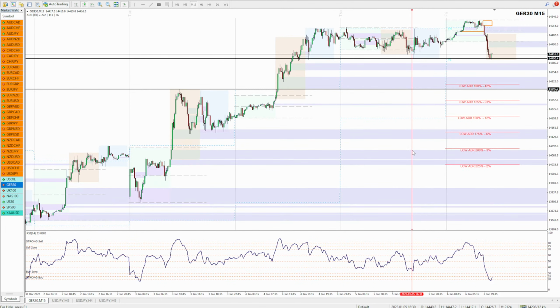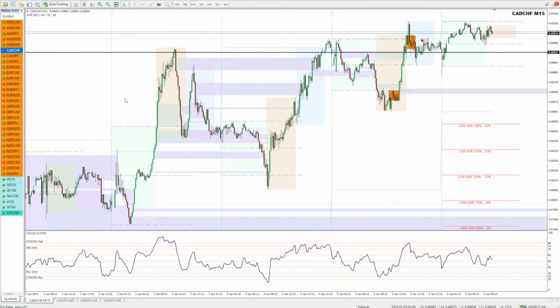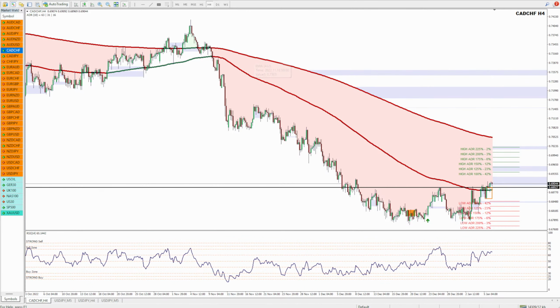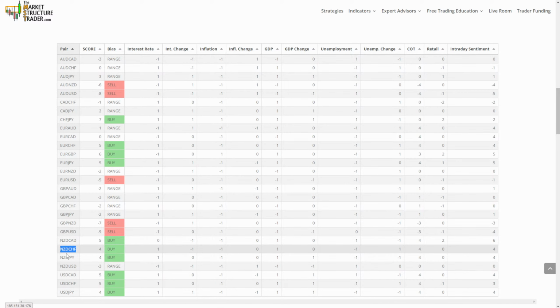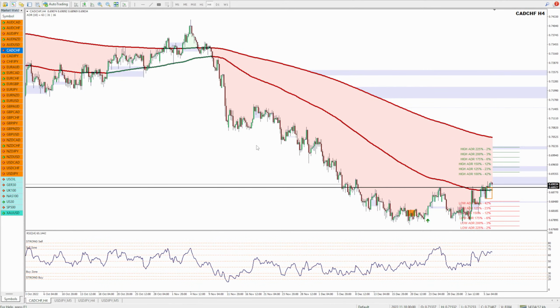Right, completely lost track of where I am, but that's fine. Where was I? We've done the Aussies. We've done all the yens. CAD. So CAD Swiss, bias wise, range bound. CAD yen, obviously is range bound. I'll run through all the Swissies basically. So CAD Swiss is range bound, pound Swiss range bound, New Zealand Swiss is a buy, US dollar Swiss is a buy. So a little bit mixed. So CAD Swiss basically, I would expect potential movement to the upside.